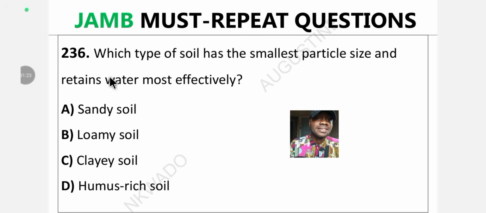Question 236. Which type of soil has the smallest particles and retains water most effectively? A. Sandy soil. B. Loamy soil. C. Clayey soil. D. Humus-rich soil. Give me the answer to this question in the comment section. Why? Because it's so easy. I taught you this not quite long ago now. This exam is close, so don't disgrace me.